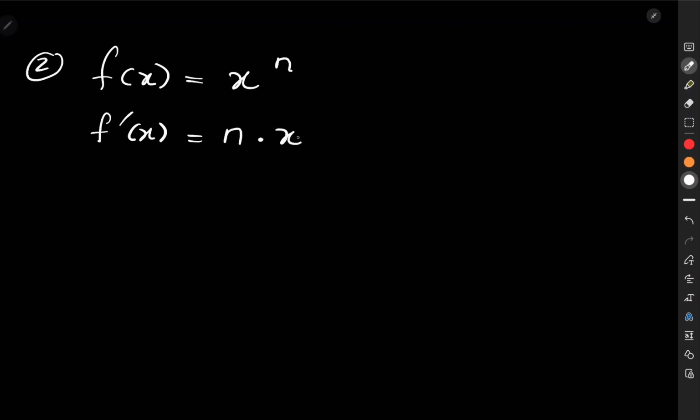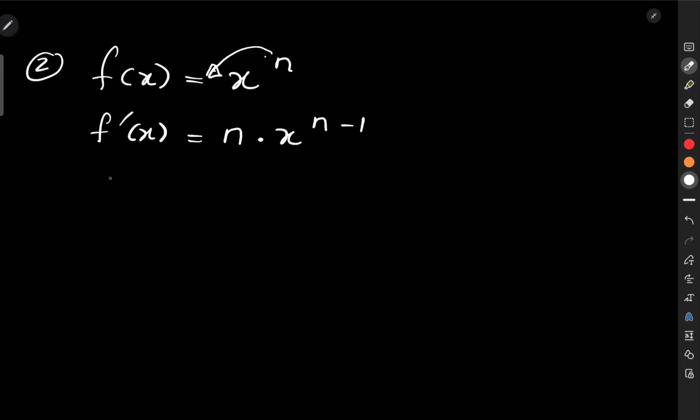The second law says if we have something like f of x is equal to x to the power of n, the derivative of that will be equal to n times x to the power of n minus 1. In other words, this n multiplies with the coefficient of x, which was obviously 1 since we can't see any coefficient there. And then we subtract 1 from the exponent, where we have n minus 1.